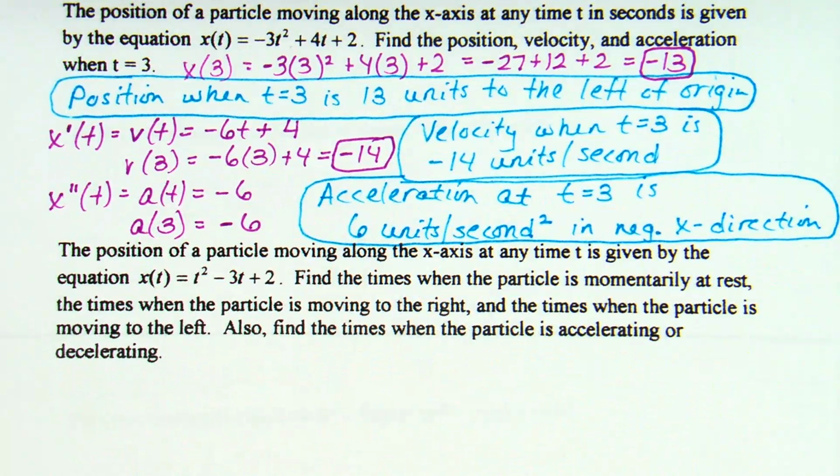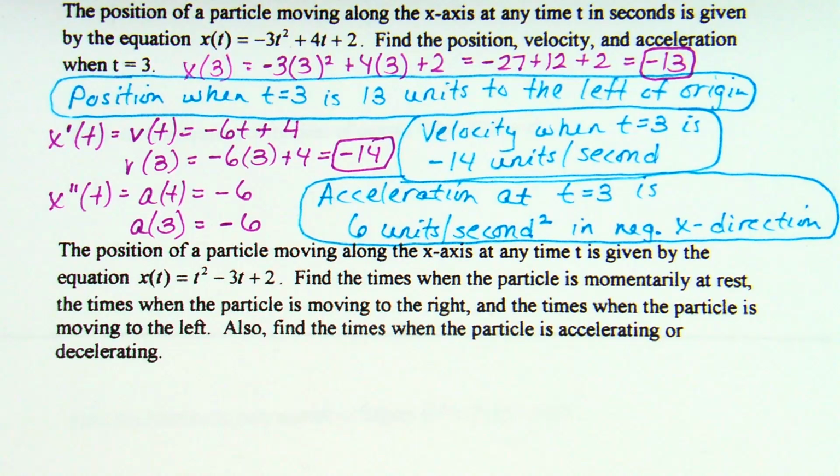The position of a particle moving along the x-axis at any time t is given by the equation x of t equals t squared minus 3t plus 2. Find the times when the particle is momentarily at rest, the times when the particle is moving to the right, the times when the particle is moving to the left. Also find the times when our particle is accelerating or decelerating.